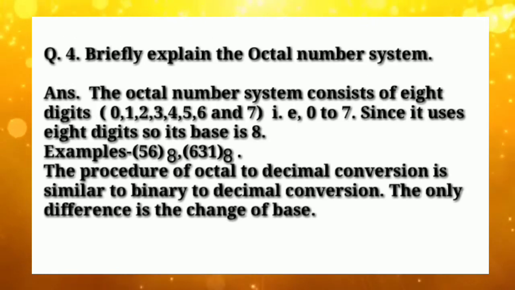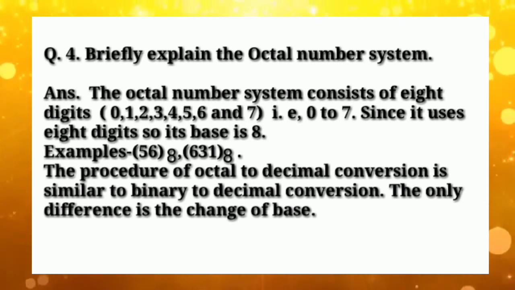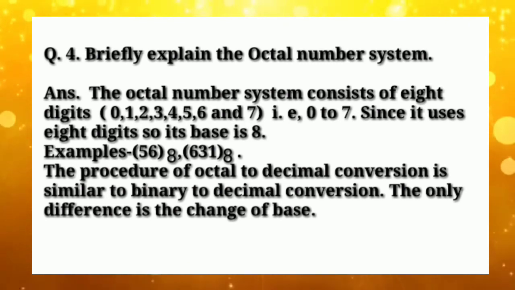Question number 4 is briefly explain the octal number system. So answer is the octal number system consists of 8 digits, that is 0 to 7. Since it uses 8 digits, so its base is 8. Examples are given. You can see the procedure of octal to decimal conversion is similar to binary to decimal conversion only. The only difference is the change of base.